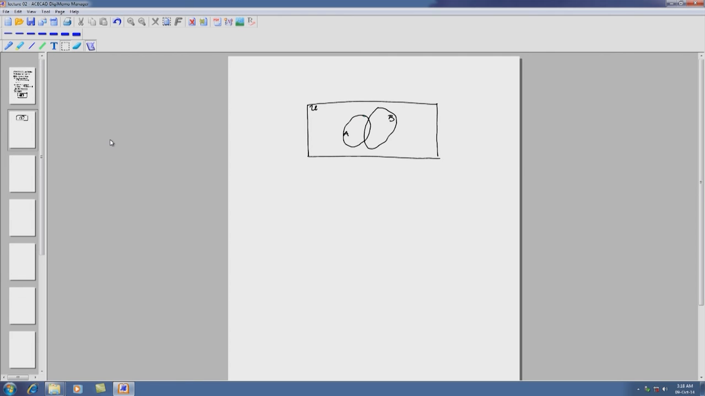If we want to know the set A union B, this will consist of the shaded area which consists of the region that is covered by A and the region covered by B. So, this whole shaded area is A union B.